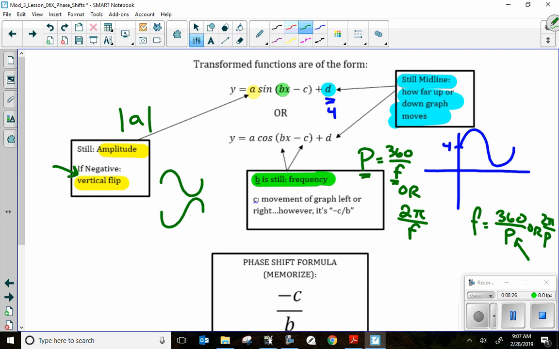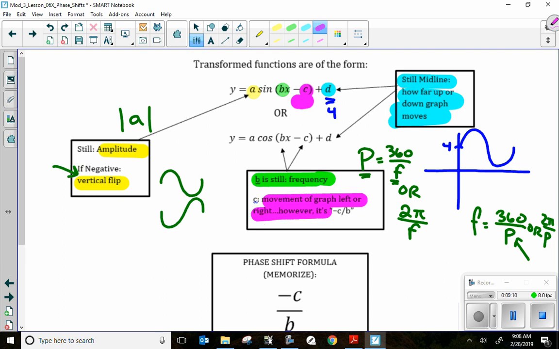The one thing that is different, highlighter, purple, is this bad boy right there, the C. Now remember, if we are adding or subtracting inside parentheses, just like the parabola we did. Remember we had x minus 4 squared? That tells us whether we move left or right. But it's like opposite movement. Minus moves to the right. I'm subtracting the C, so I'd move to the right C units. Or if I was adding C, if that was a plus C, I would move to the left that many units, okay? So C is the movement of the graph left or right.